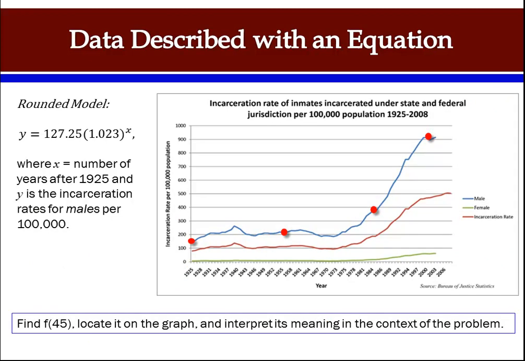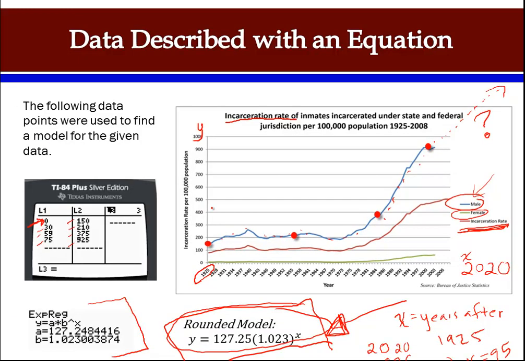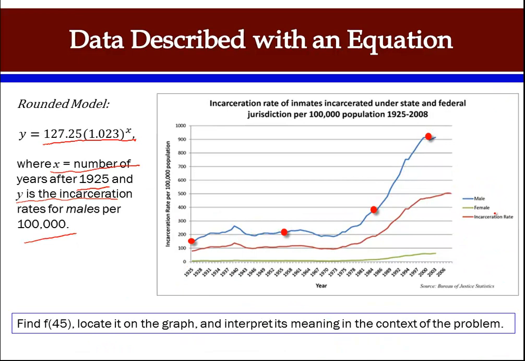We might also be asked to locate a specific point along our graph and interpret its meaning in the context of the problem. So here's that same model I was telling you about. X is the number of years after 1925. Y is the incarceration rate for males, because if you remember in my previous example here, I was using the blue curve, which was for males only. So this data is valid only for males.